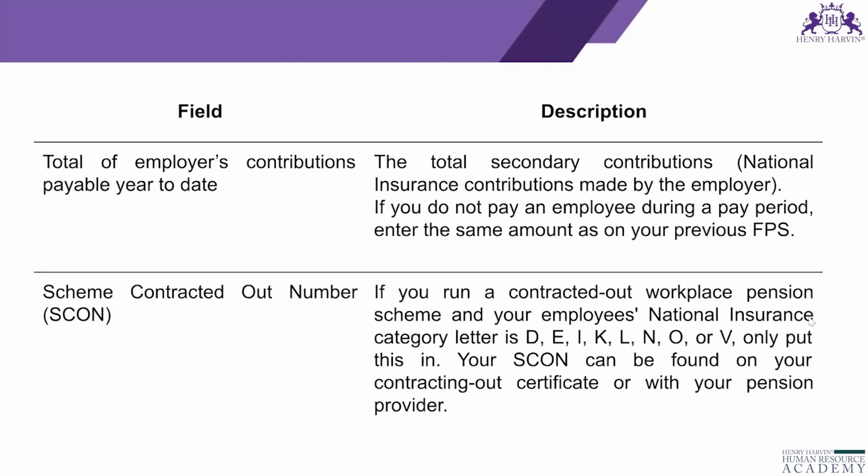Contracted out pension, I can explain to you separately. You should know if the pension scheme for the employees is contracted out or not contracted out. If it is contracted out, then you'll have the SCON number. You need to mention that for the employees only when their national insurance category is apart from A, B and C: that is D, E, I, K, L, N, O or V.